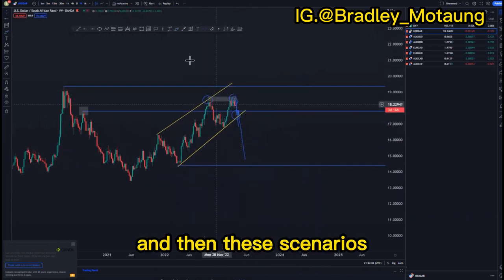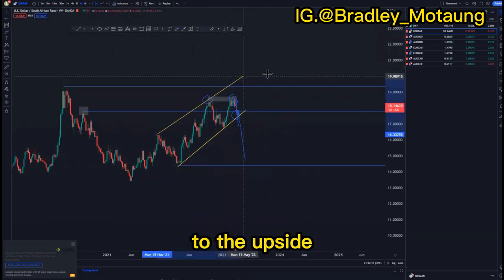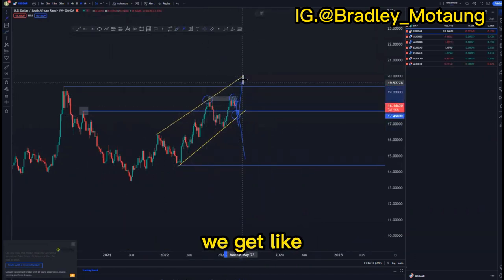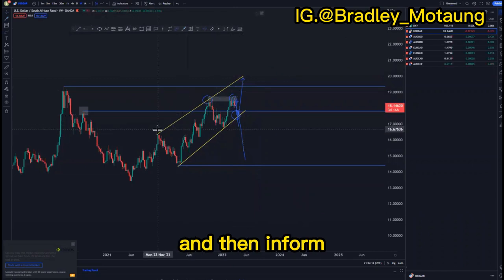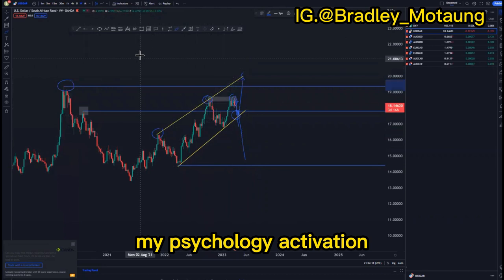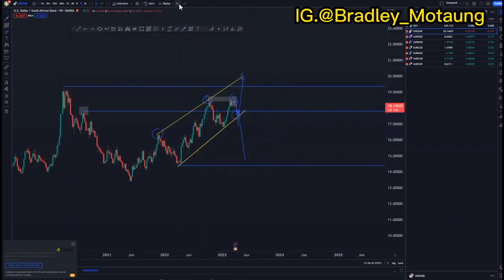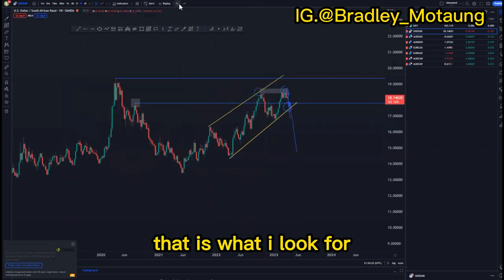If these scenarios don't happen, then it means the market will initially push to the upside. That means we get the third touch, in the form of a one, two, three again, and then we get that mass psychology activation, then we push to the downside, sorry. That is what I look for in the markets most of the time.